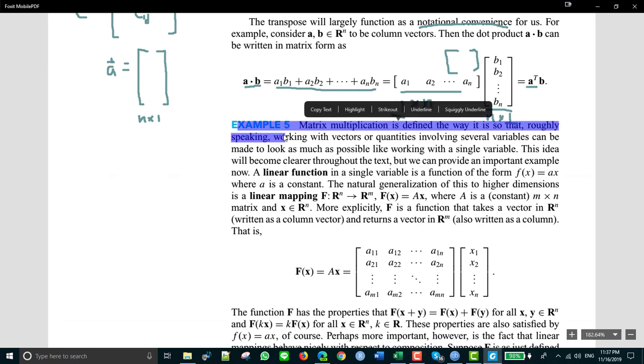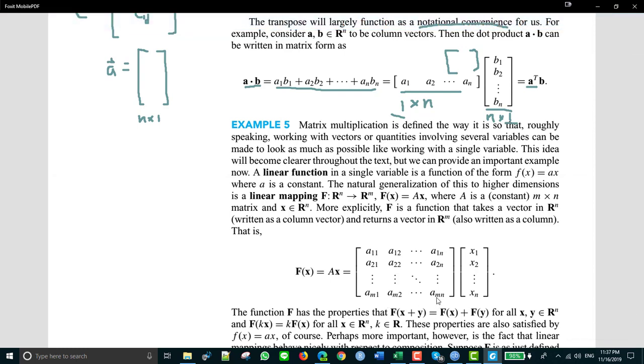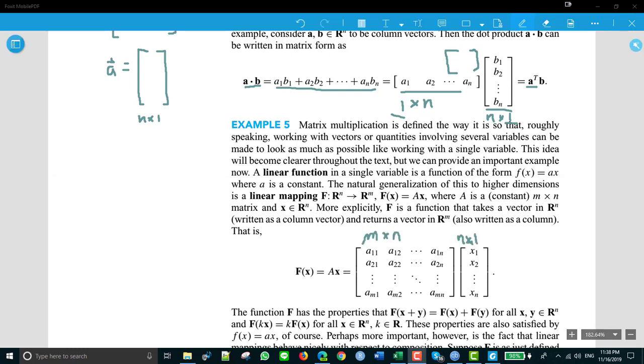Okay, in this example, they say consider something like this. Here's a matrix. It's an m by n, and here is another matrix, which is a vector, an n by 1. We can multiply these two together, and we're going to get an m by 1. We can represent this as A times X. A is the matrix, and X, we could think of as a vector or as a column matrix.